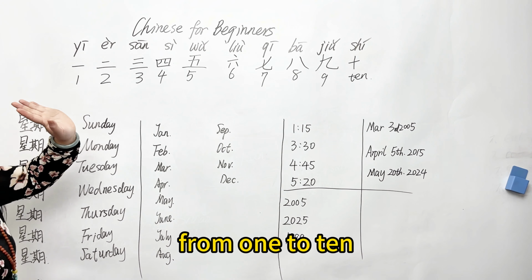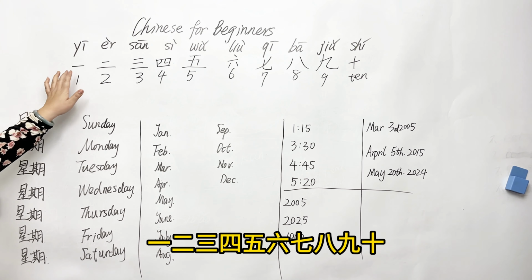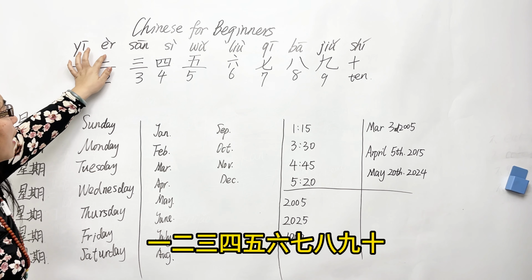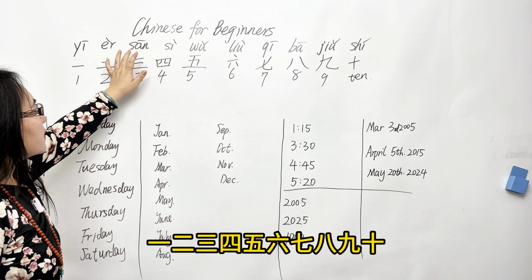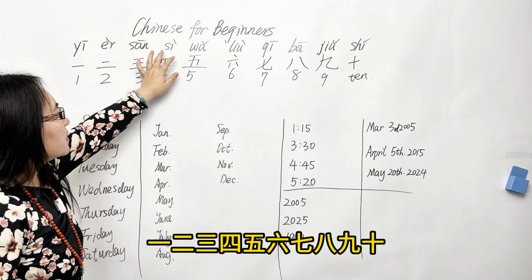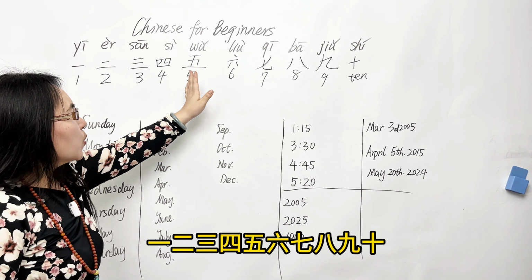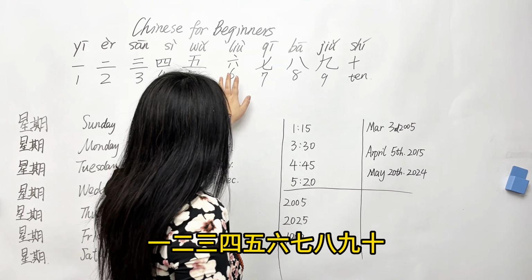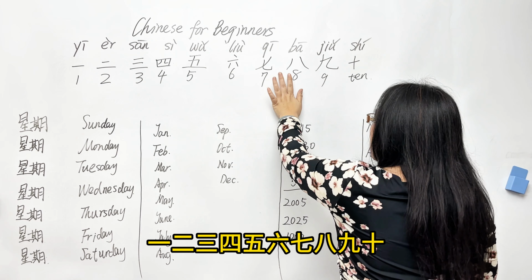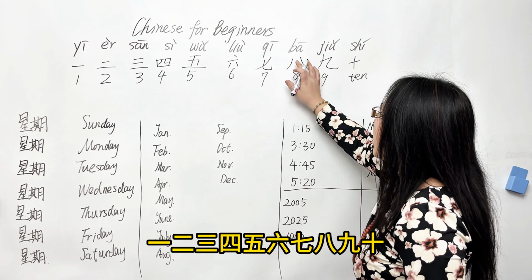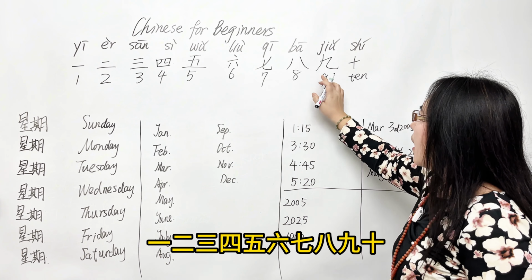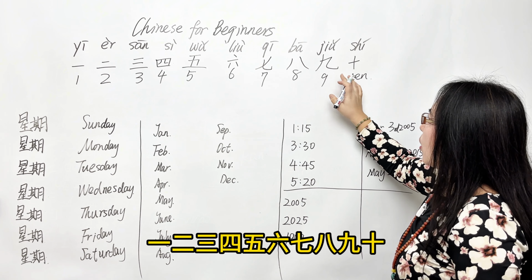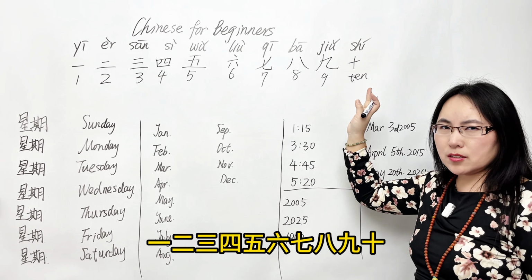From 1 to 10, I will repeat again. 1, 2, 3, 4, 5, 6, 7, 8, 9, 10.